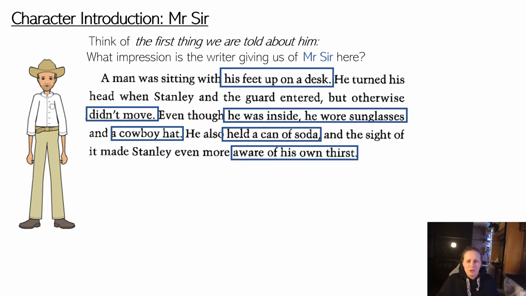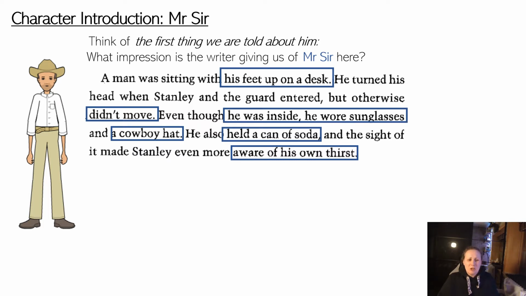And he's also, it's not the fact that he's drinking soda, but it's a fact that clearly Stanley is going to be very thirsty from that 8-hour bus ride and he's got a can of soda. Mr. Sir is going to be very aware of the situation that Stanley is in.